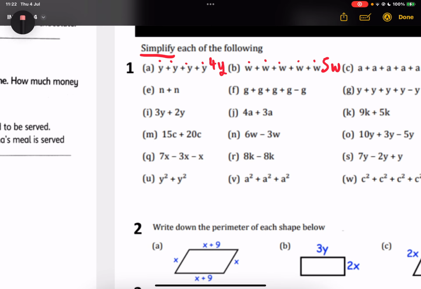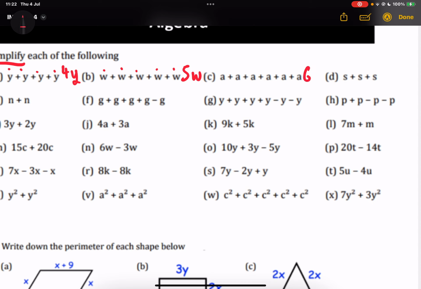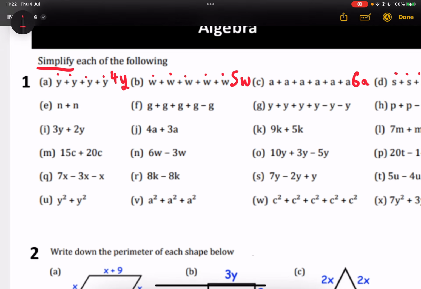So it'll be 5W. Okay. Next is A plus A plus A plus A plus A plus A. So there are 6 A's, so it'll be 6A. With D, there's S plus S plus S, and they're all S, so they're all the same unit, and then there's 3 of them, so it'll be 3S. So 1A is 4Y, 1B is 5W, 1C is 6A, and 1D is 3S.